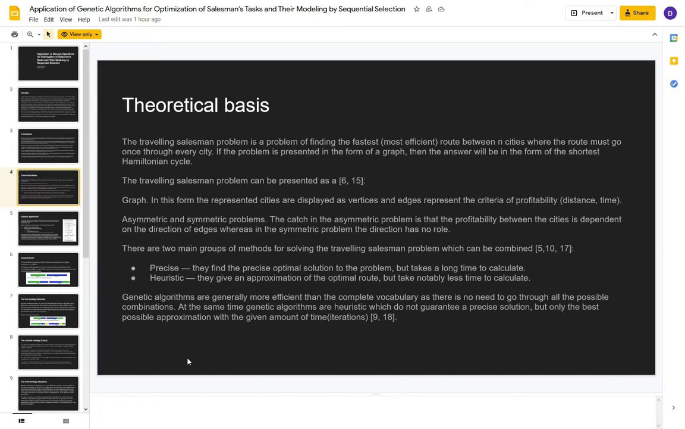First, precise. They find the precise, optimal solution to the problem, but it takes a long time to calculate. The second one, heuristic. They give an approximation of the optimal route, but take notably less time to calculate. Genetic algorithms are generally more efficient than the complete brute force search, as there is no need to go through all possible combinations. At the same time, genetic algorithms are heuristics, which do not guarantee a precise solution, but only the best possible approximation with the given amount of time, or iterations.